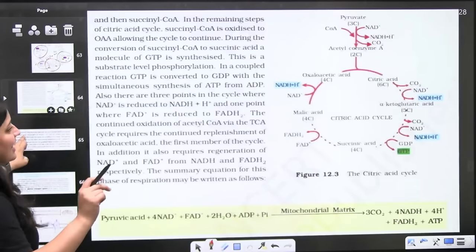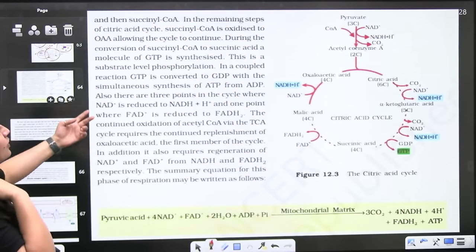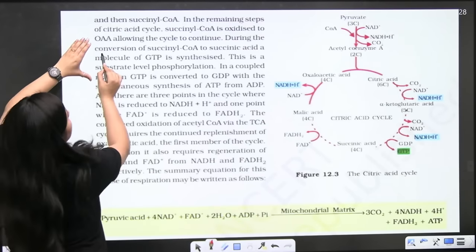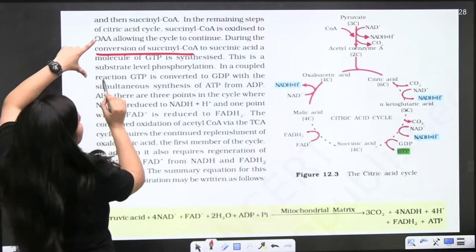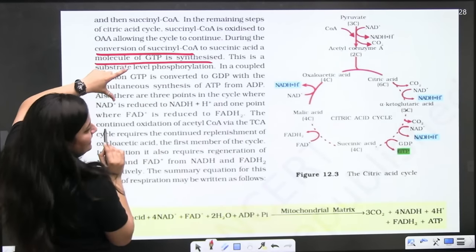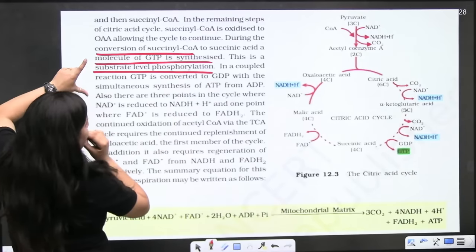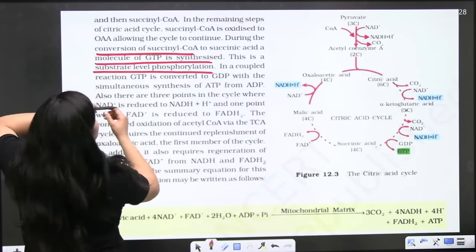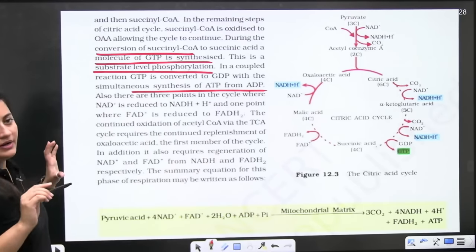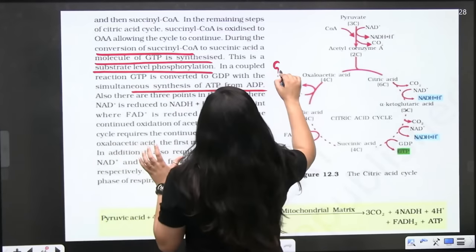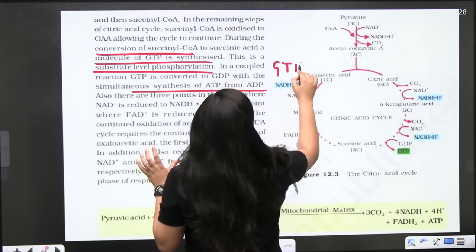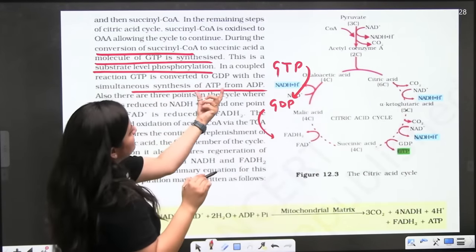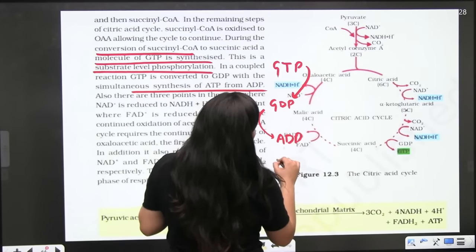So, the reactions and the steps where one is getting converted to another, this is what you need to remember. And another doubt which I used to receive from this paragraph: during the conversion of succinyl coenzyme A to succinate, a molecule of GTP is synthesized. This is a substrate level phosphorylation. Here, GTP is converted to GDP, again with the simultaneous synthesis of ATP from ADP. Actually, here what is happening? GTP will form, immediately it will be converted, and simultaneously ADP will form the ATP here.